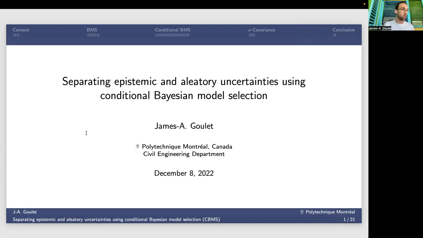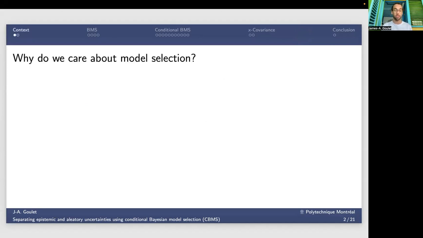It's something I've been working on for a couple of weeks, maybe a month or two. But this is something I had in the back of my head for a long time because it's used in many contexts. How can we use and how can we overcome the limitation of Bayesian model selection? So the title of the talk is Separating Epistemic and Aleatory Uncertainty Using Conditional Bayesian Model Selection. This is what I propose as an alternative to the standard Bayesian model selection.